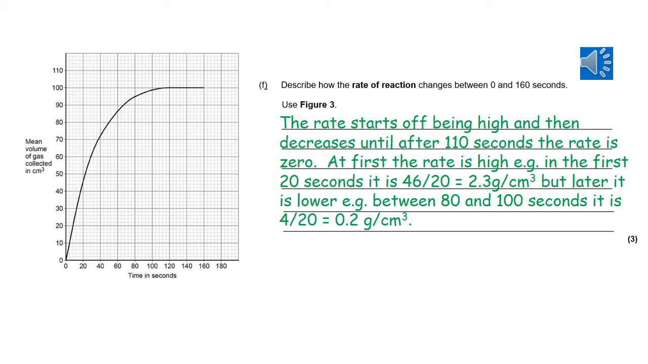What I've done then is I've done a couple of calculations. I've just picked a part of the graph towards the beginning of the time, so I've chosen between 0 and 20 seconds. I've worked out the rate there to give me 2.3 grams per cubic centimetre, and then I've chosen another one between 80 and 100, calculated the rate there. It comes to 0.2 grams per cubic centimetre. So I've illustrated my first sentence with two calculations, which gives me the extra marks there.